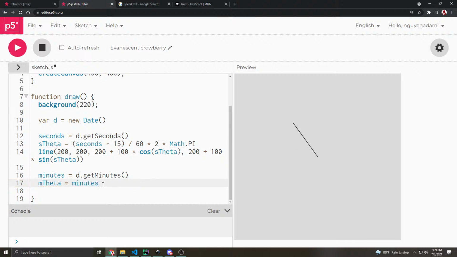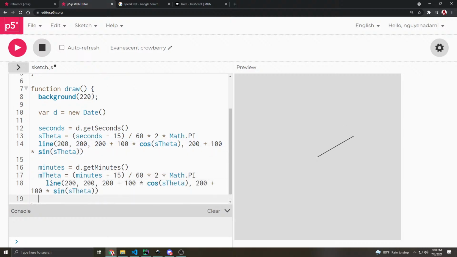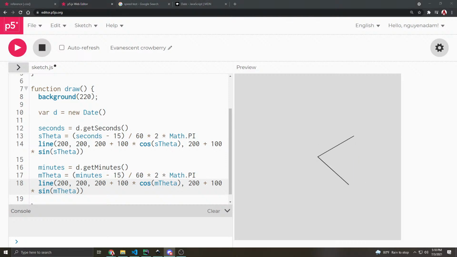We can do minutes. In this case, there's 60 minutes, so it's almost the same thing, since there's 60 minutes in an hour, right? So minutes, and then we want to draw a line from here to m theta. And if we get that in there, we have another line right here. It looks like it's around 10, right?